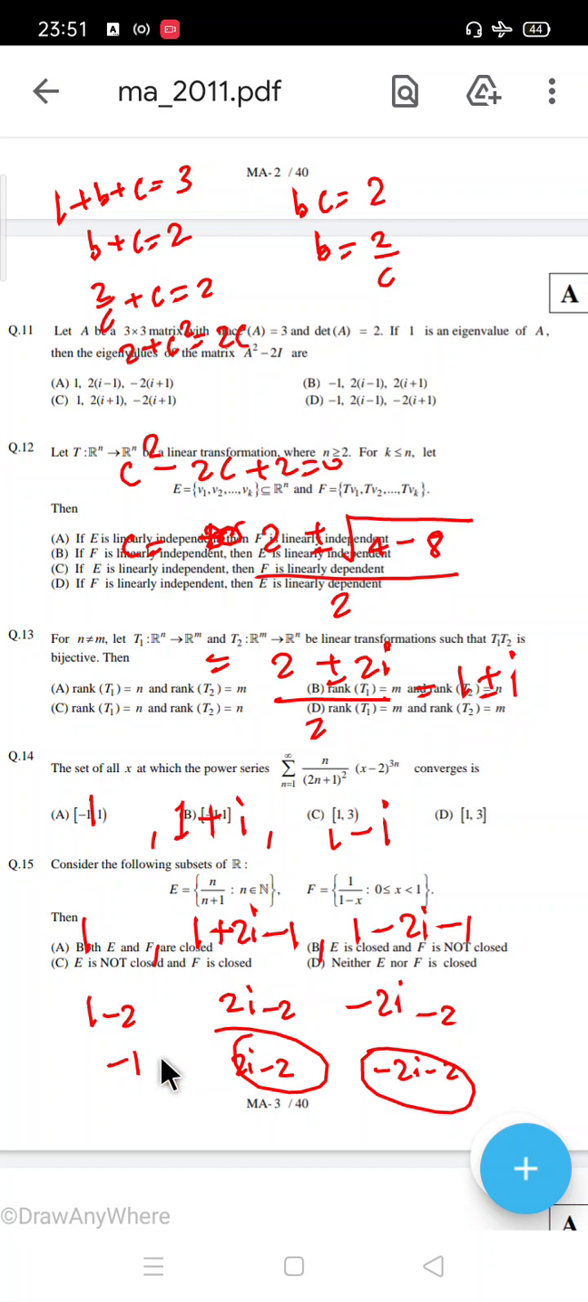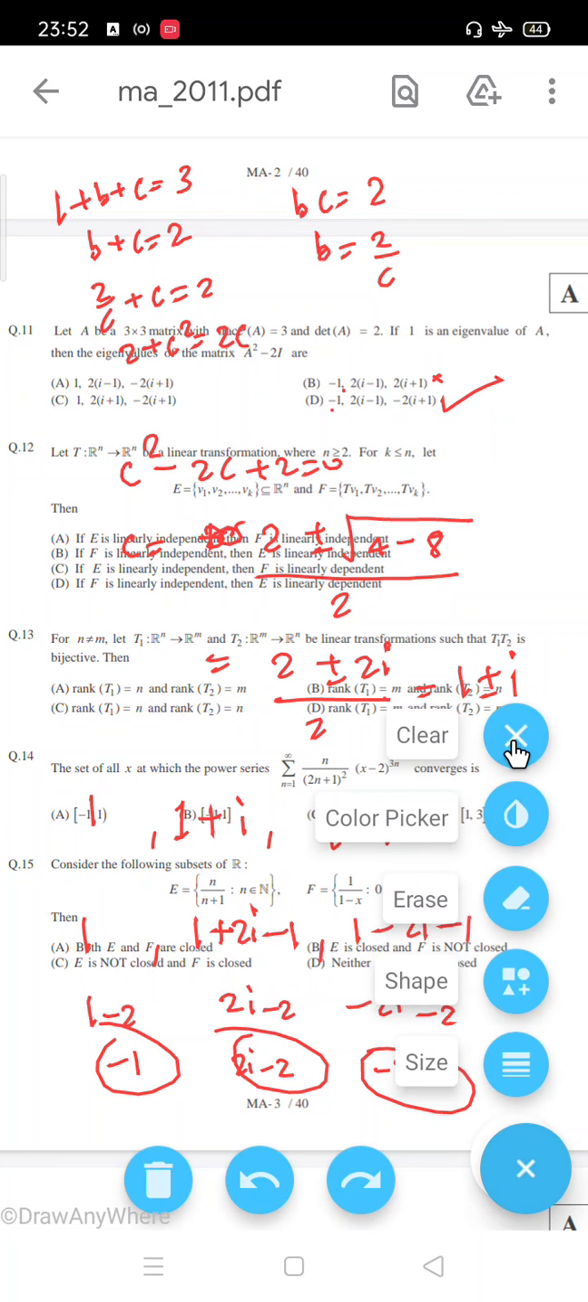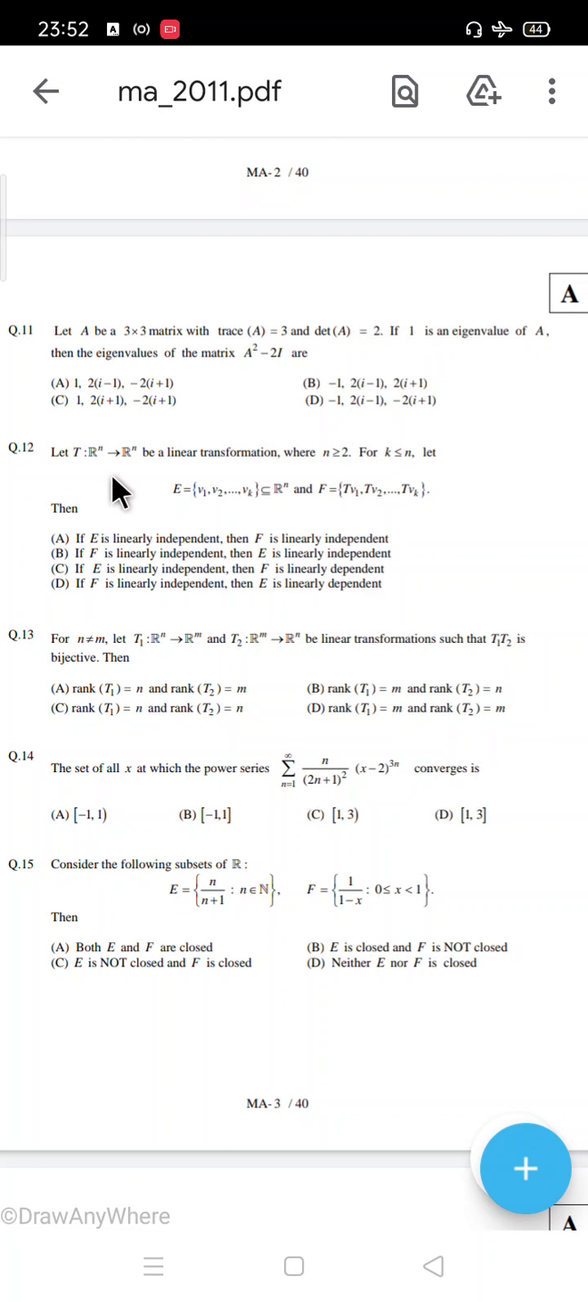Let us check. The first one is minus 1. Next let us take 2 common, then it is i minus 1. Next, no, this is also not true. So the option number D is the perfect one. Option D. Nice. Okay, let T from Rn to Rn be the linear transformation where n is greater than or equal to 2 and k is less than or equal to n.